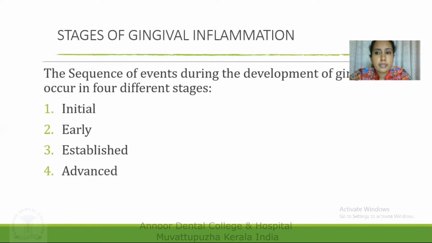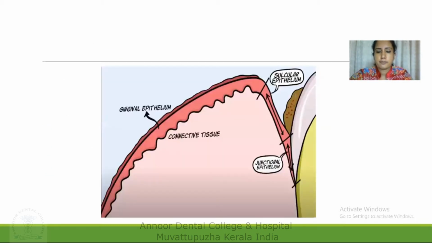So in this chapter, the question that will come to you is, what are the stages of gingival inflammation? The sequence of events that occur during the development of gingivitis mainly occurs in 4 different stages. The first one is the initial lesion, the second one is the early lesion, the third one is the established lesion, and the fourth one is the advanced lesion.